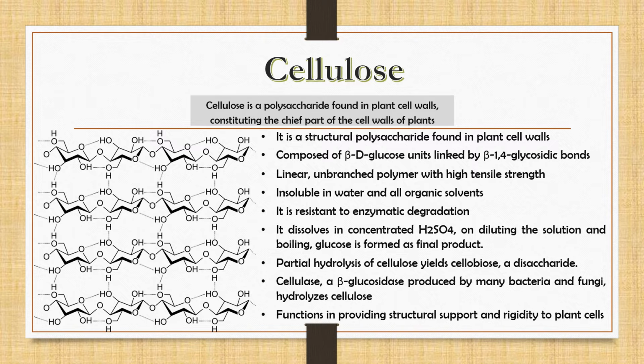Cellulase, a beta glucosidase produced by many bacteria and fungi, hydrolyzes cellulose. The large amount of glucose present in cellulose is not available as a source of energy for humans due to the lack of enzymes capable of cleaving the beta-1,4 bond. However, ruminants can effectively use cellulose as they contain a large bacterial population in the rumen capable of hydrolyzing it.